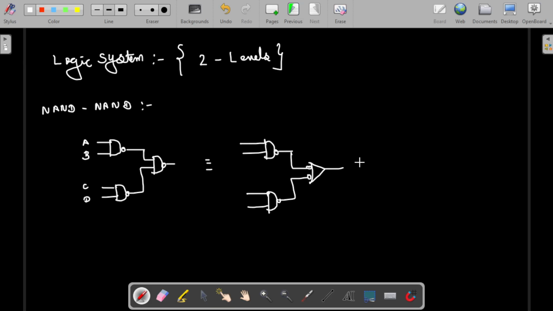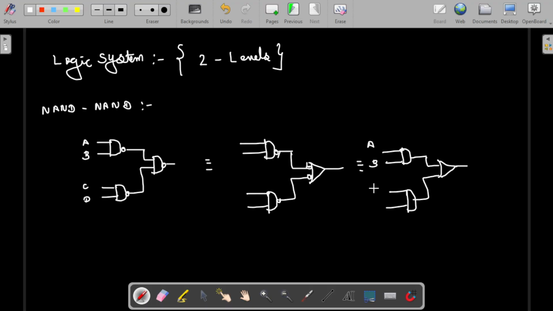So if this is done, this can also be written like this. These bubbles can be cancelled. This bubble, this bubble, this bubble, this bubble can be cancelled. Then the output will look like a normal 2 input AND gate, which is connected to an OR gate. Okay, so here both outputs will be the same.